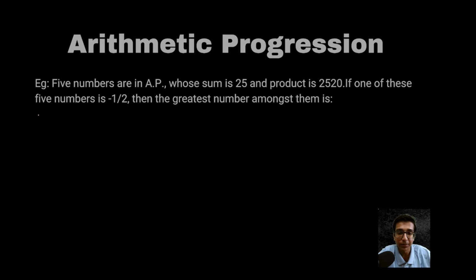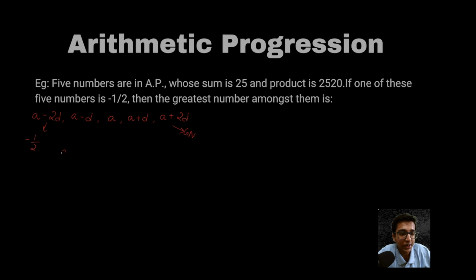5 numbers are in AP whose sum is 25 and product is 2520. If one of these numbers is minus half, then find the greatest number amongst them. That means we can assume any of these numbers to be minus 1 by 2, and then we need to find the greatest number. So first let's assume what the terms are. A minus 2D, A minus D, A, A plus D, A plus 2D. Since we need to find the greatest number, of course we know the last would be the greatest among all these terms. That is why we would assume the first term to be minus half.